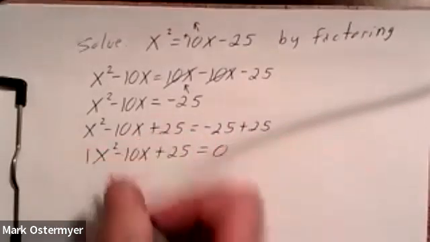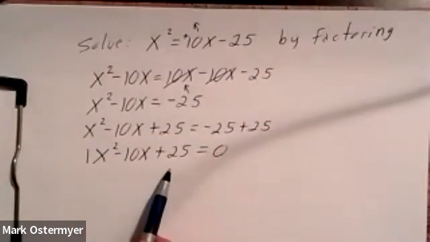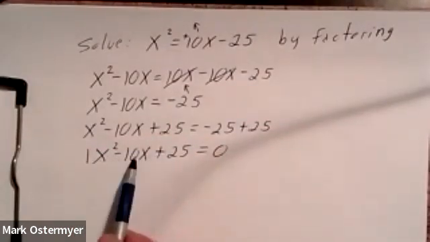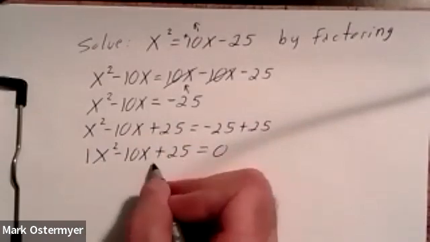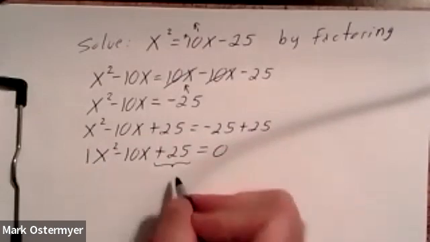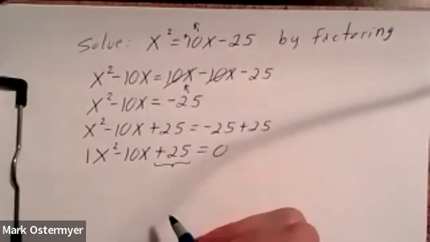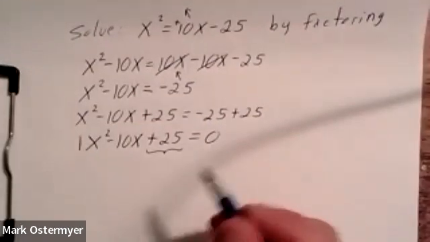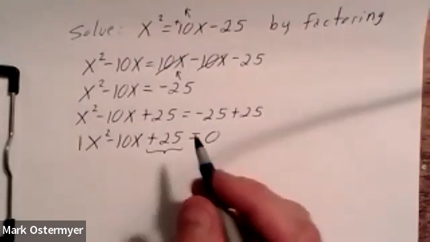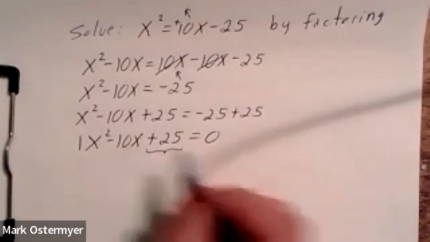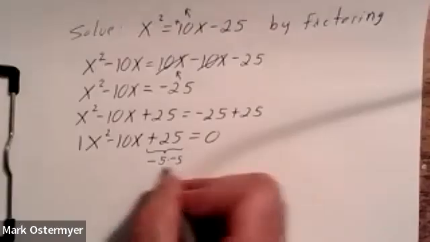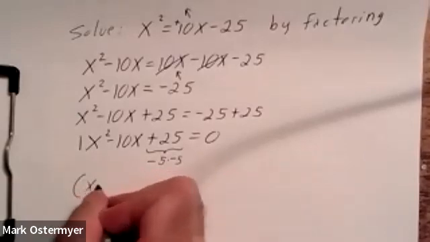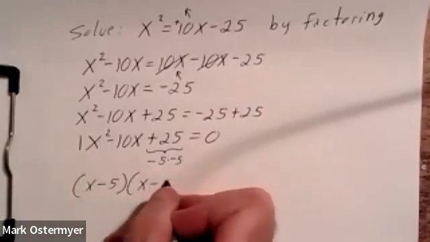All right, now we got to try to factor this left side. Can I factor this trinomial? Notice there's nothing we can factor out of all 3 terms. What are 2 factors of +25 that add up to -10? Two factors of 25 that sum up to -10. 5 times 5, -5 times -5. -5 and -5. Hence, this trinomial factors immediately into x minus 5 times x minus 5.